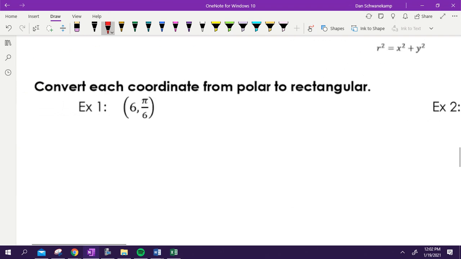So let's look at number 1. Convert each coordinate from polar to rectangular. So again, if this is polar, what does this 6 and pi over 6 represent? The radius and the angle. It's R and theta. I need to get X and Y. So here's what that means. I need to somehow use R and theta and get X. Is there any formula that we have talked about in the last 3 months, every single day, that takes R and theta and gets you X?